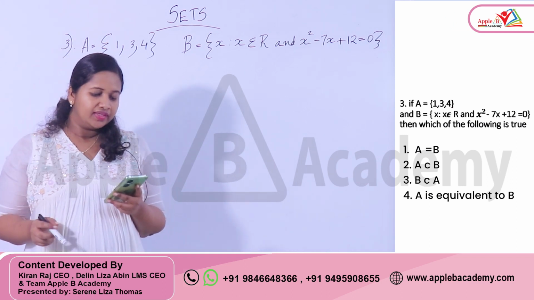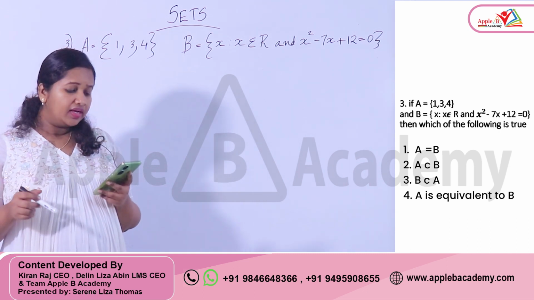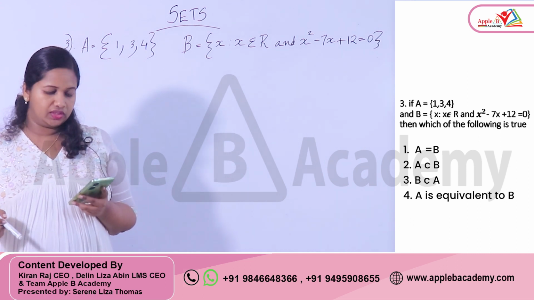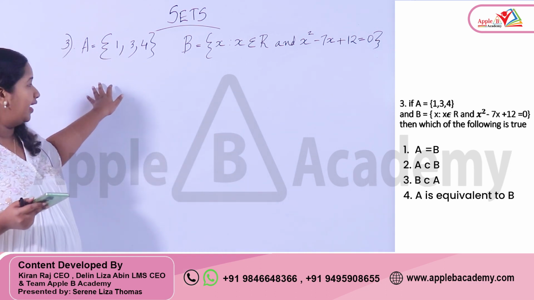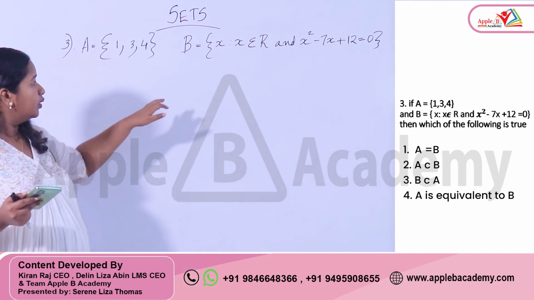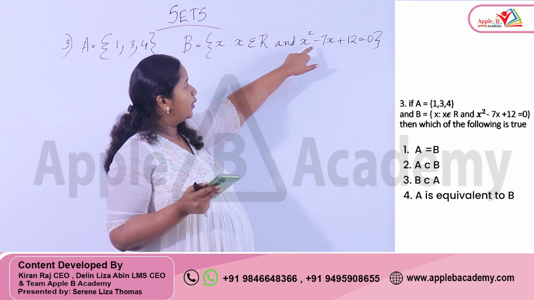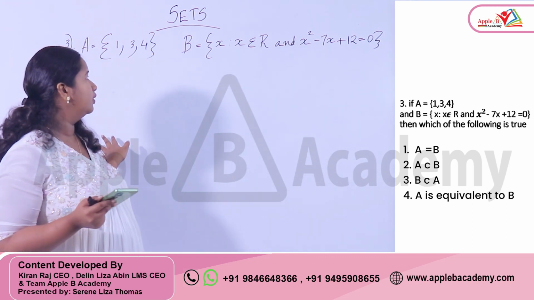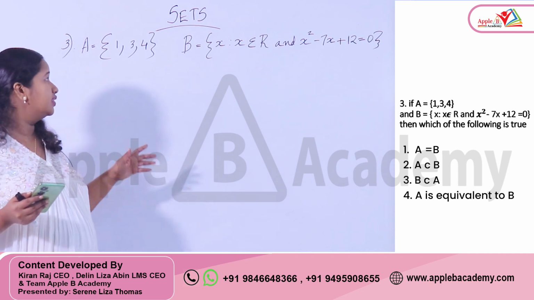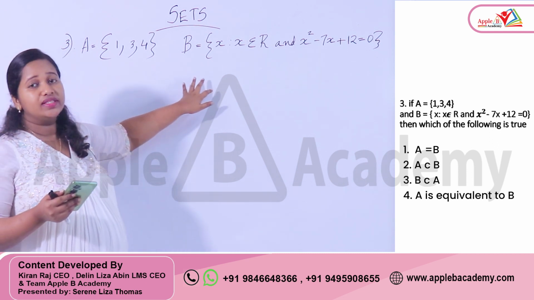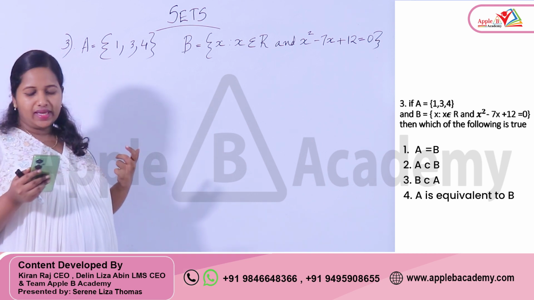So the next question is, if A is equal to {1, 3, 4} and B is equal to {x : x belongs to R and x square minus 7x plus 12 equal to 0}, then which of the following is true? Okay, so we have a set A which contains 1, 3, 4 and B where x belongs to R, the real numbers, and x square minus 7x plus 12 equal to 0. A condition is given. Okay, so we need to see whether A is equal to B. A is equal to B means the elements in A and in B are exactly the same. That means the elements in B also should be 1, 3 and 4.